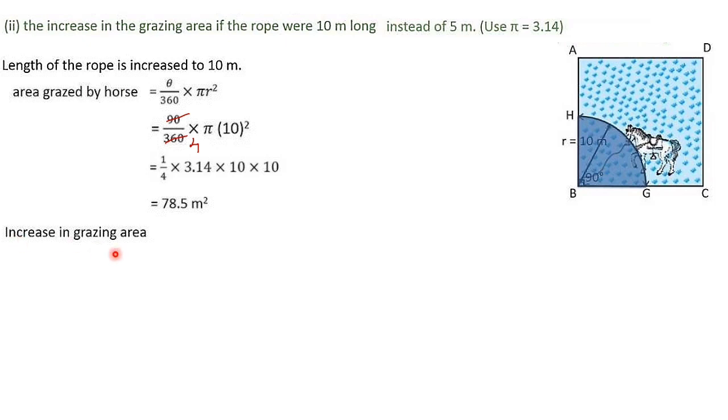Here the increase in grazing area is what we have to calculate. Previously there was an area in which the horse grazed, and now, with the increased length of the rope, the horse is grazing a new area. How much has the area increased? That is what the question asks. The previous area we got as 19.625, calculated in the previous slide, and now we have the new area 78.5. Just subtract: 78.5 minus 19.625, the answer is 58.875 meter square. So this is the increase in grazing area.